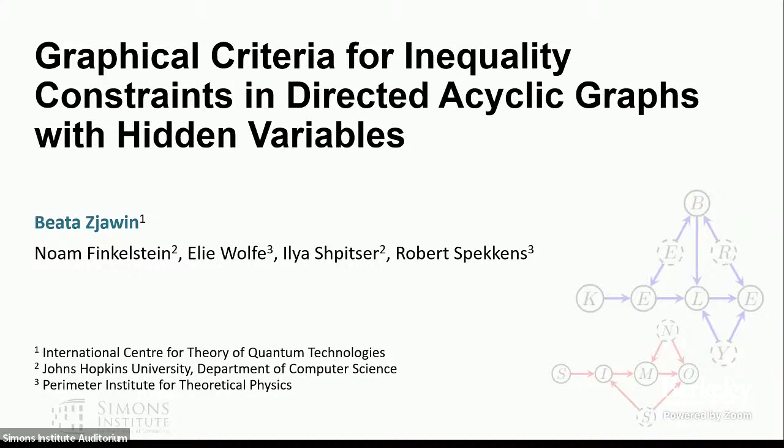About graphical criteria for the inequality constraints in directed acyclic graphs with hidden variables.